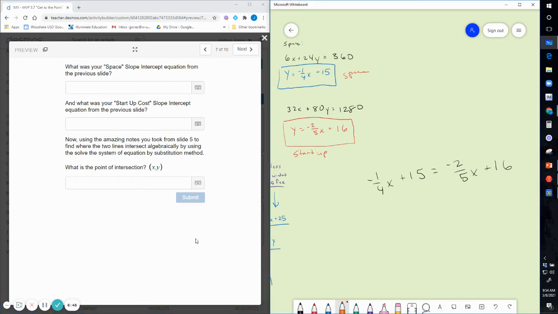First things first, you have to set the equations equal to each other because you have two equations that both equal y. And now the next thing you want to do is make sure to get x by itself. So I'm going to go ahead and subtract 15 from both sides. And that leaves me with 1. And then I'm going to add 2/5 x to both sides.